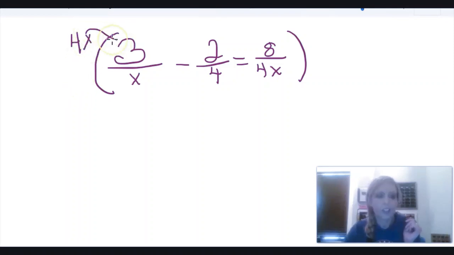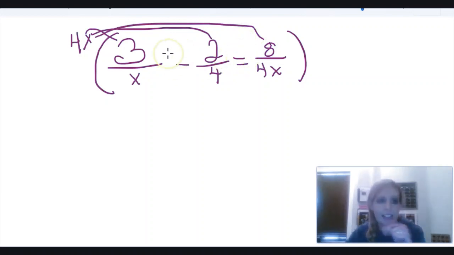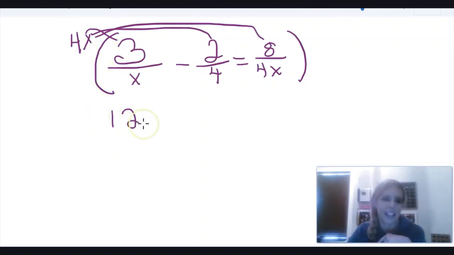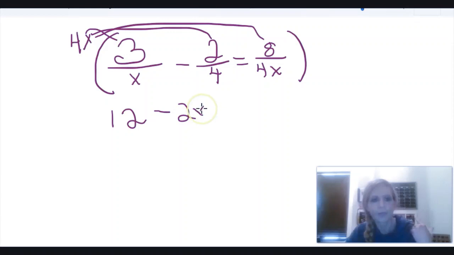If I use my distributive property, I'm going to multiply all of these by 4x. On this first one, the x's are going to cancel out, leaving me with just 4 times 3. 4 times 3 is 12. On this next one, the 4's are going to cancel out, leaving me with 2x. And on this one, the 4x's are going to cancel out, leaving me with just 8. Now we have a much easier problem to work with, right?